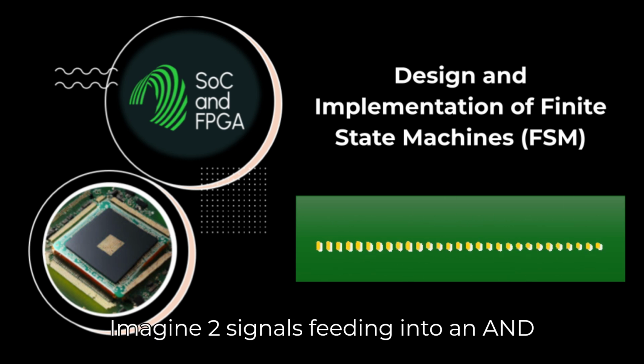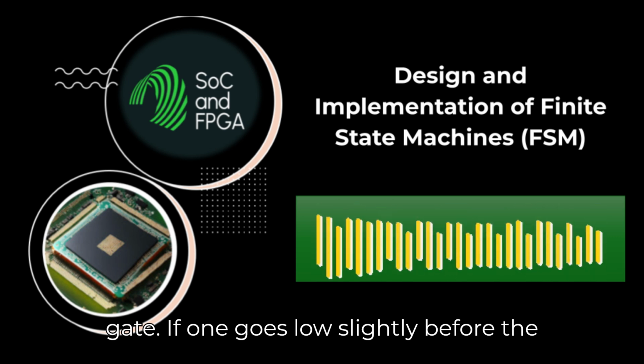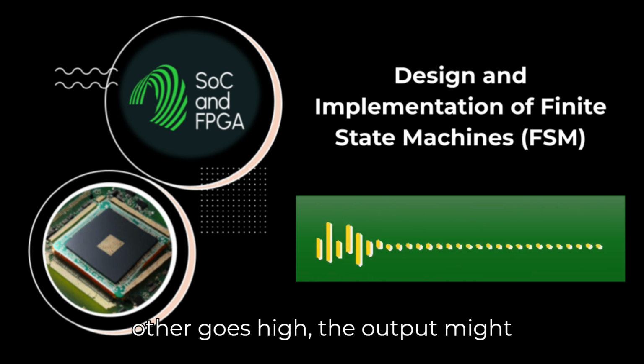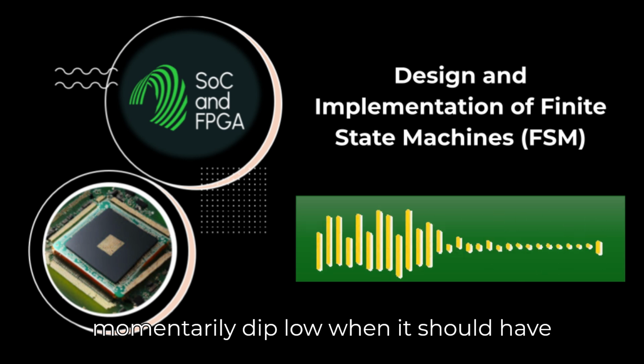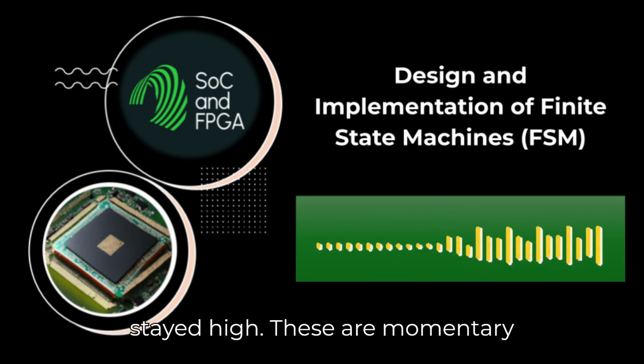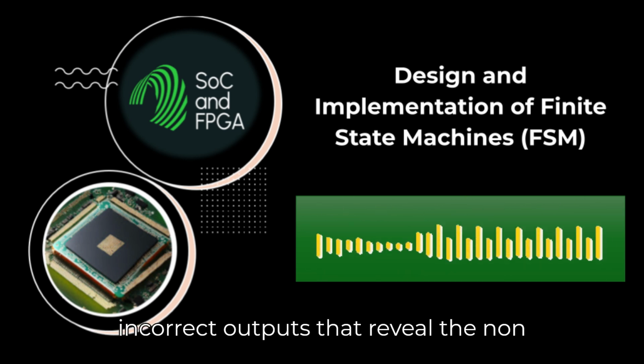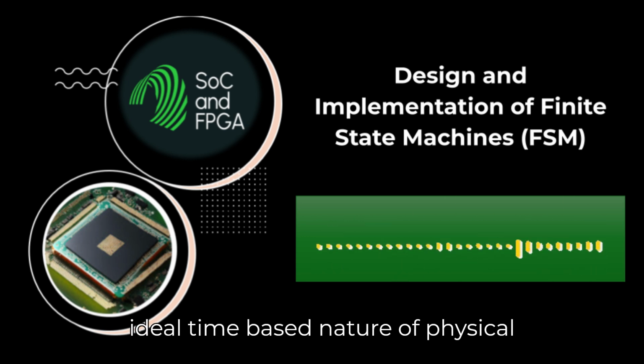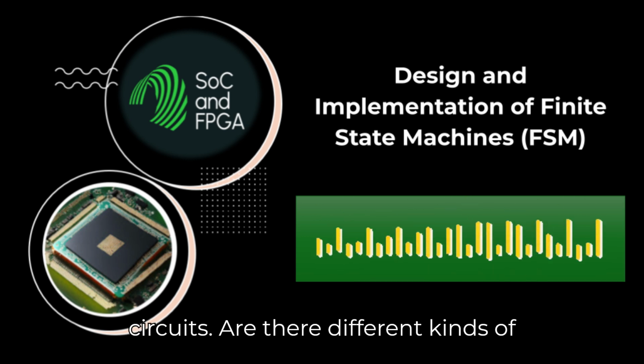Exactly. Imagine two signals feeding into an AND gate. If one goes low slightly before the other goes high, the output might momentarily dip low when it should have stayed high. These are momentary, incorrect outputs that reveal the non-ideal, time-based nature of physical circuits. Are there different kinds of these hazards?